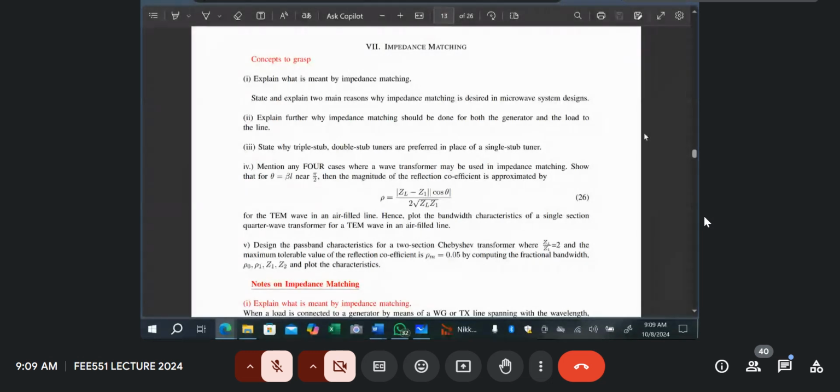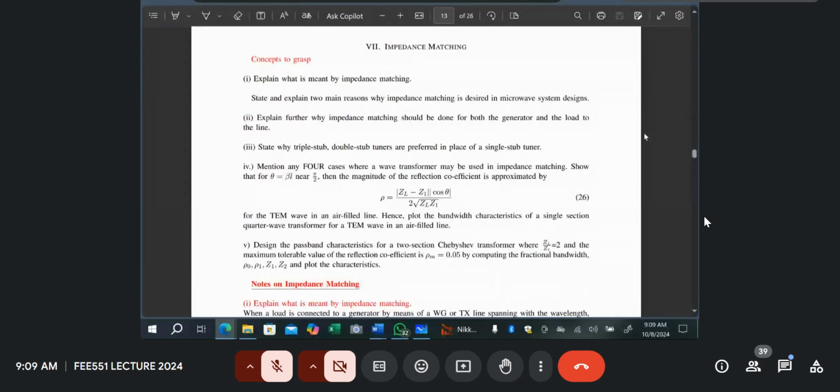And you explain further why impedance matching should be done for both the generator and the load to the line. Because you have three things: the generator, then the load on the other side, and in between is the line. Further, you may want to discuss why triple stub and double stub tuners are preferred instead of a single stub. I'm sure this one you guys will be able to present.